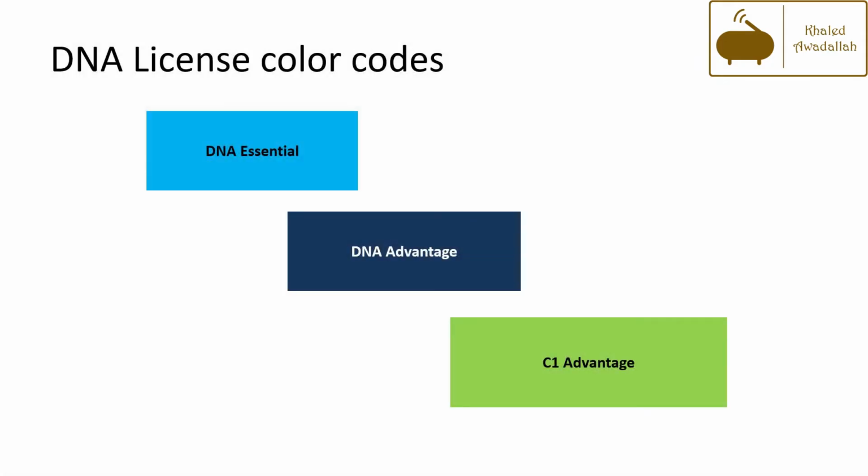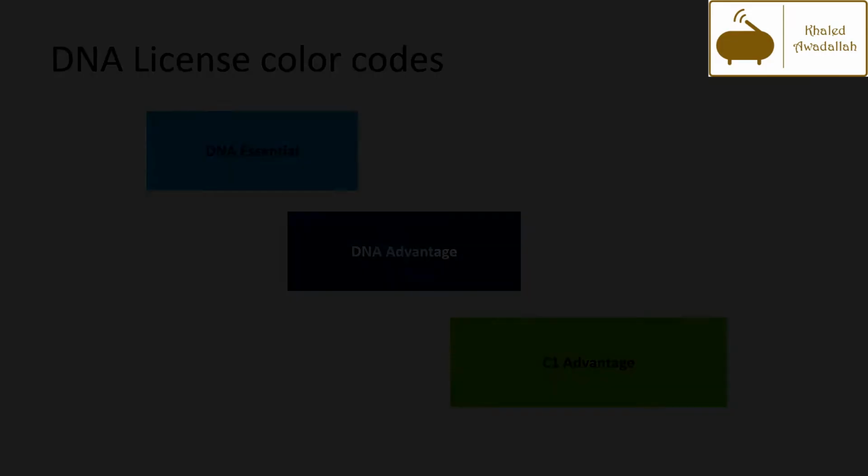And keep in your mind these colors for license. This is the DNA Essential, DNA Advantage, and Cisco One Advantage, because these colors will be used during my next episode. Okay, another very important point that will affect your design, so you have to consider it in your design, is about DNA Center scale.